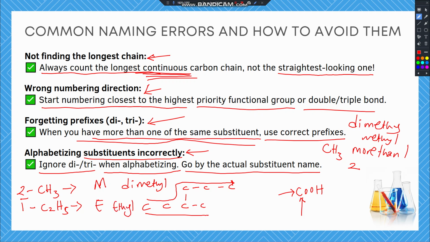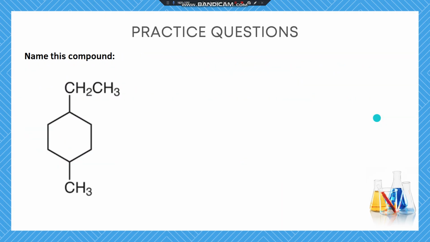Now, there are times students make the mistake of saying, okay, since this is dimethyl, it starts with letter D. So D becomes before E. Let's give this one priority. No, you are to ignore this prefix, di, tri, tetra, whatever it is. You are to go for the main name, which is methyl. Methyl starts with letter M, while ethyl starts with the letter E. So you're going to give priority to ethyl instead of methyl. I'm sure you understood what I just said.